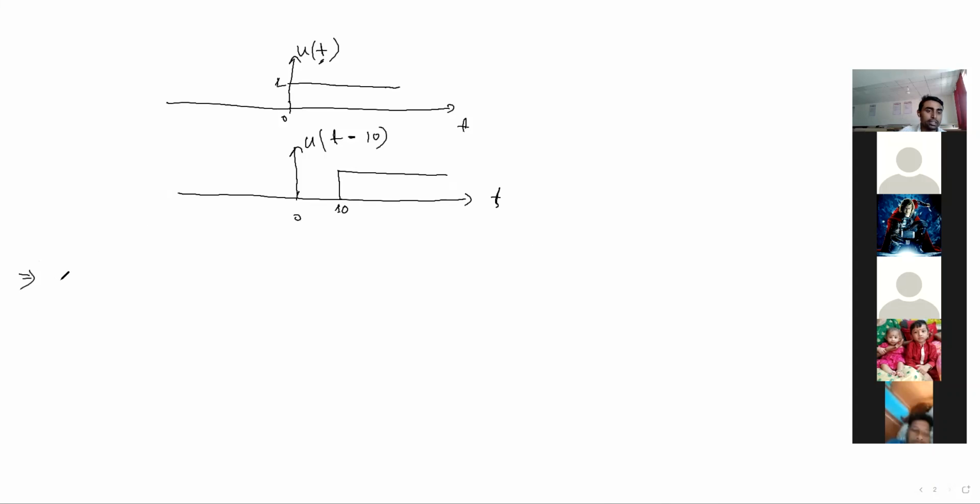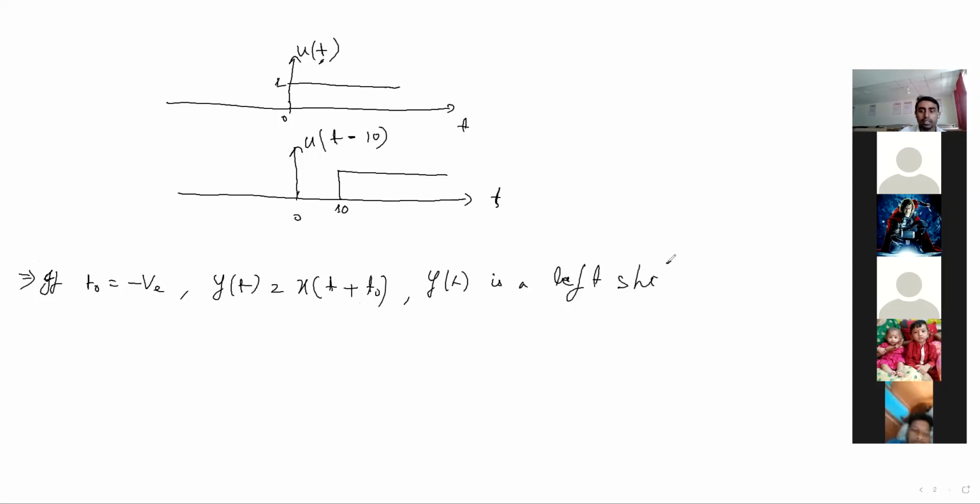Let me come to case number 2. If t naught is some negative value, what will be y(t)? y(t) equals x of t plus t naught. The plus sign will become... in this case, y(t) will be a left shift signal, or an advanced signal. Advanced signal, you can say.